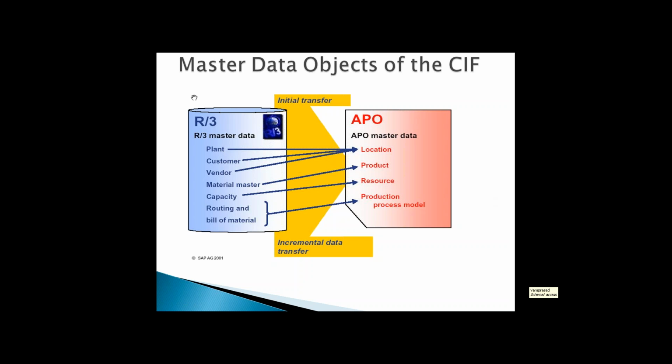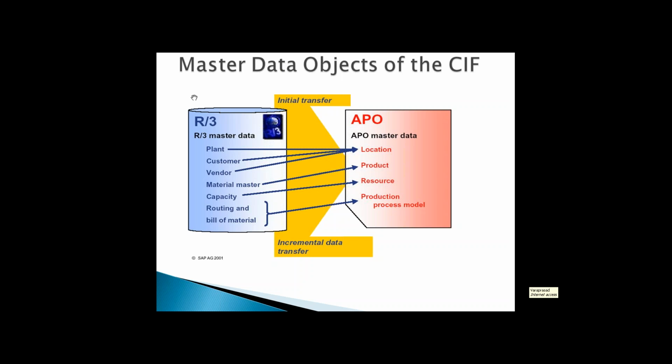But whenever you are transferring these objects from ECC to APO, the terminologies will be a bit different. For instance, plant, customer, vendor, all these master data in ECC will be transferred as location in APO. Whether you transfer a plant, customer or vendor, all will be treated as location in APO, but of course we can differentiate with a location type.